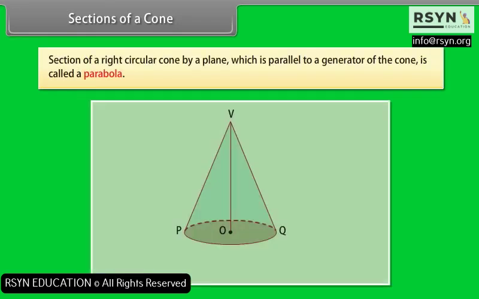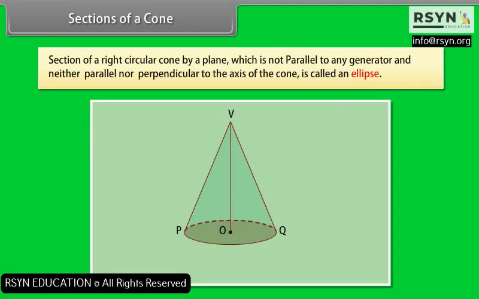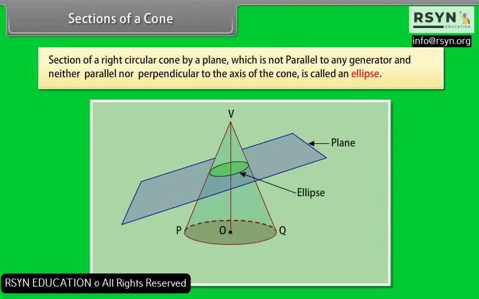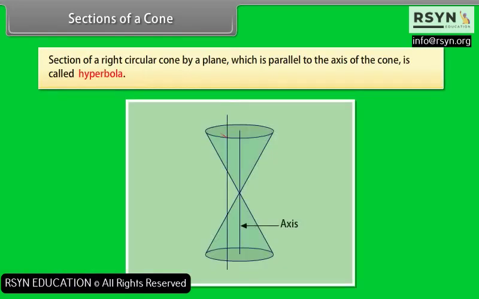A section of a right circular cone by a plane which is parallel to a generator of the cone is called a parabola. A section of a right circular cone by a plane which is not parallel to any generator and neither parallel nor perpendicular to the axis of the cone is called an ellipse. A section of a right circular cone by a plane which is parallel to the axis of the cone is called a hyperbola.